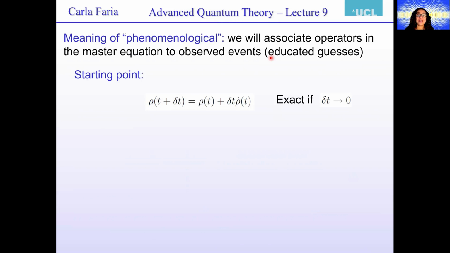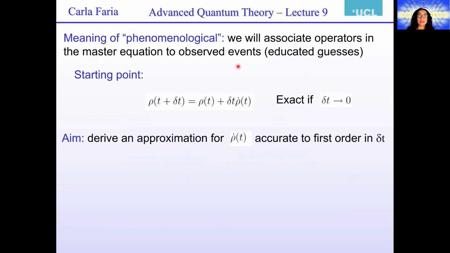And our starting point is going to be this equation, which we had obtained from the evolution of the density operator ρ. So here we're connecting ρ at a time t plus delta t with a time t. You here have the derivative times this delta t, and this is exact if you take the limit of delta t going to 0, which is actually how you define your derivative in the first place. And what we would like to do is to derive an approximation for ρ, which is accurate in first order in delta t. So this is a tough job, but that's what we're going to try to do.